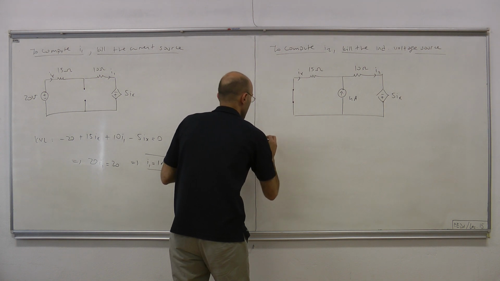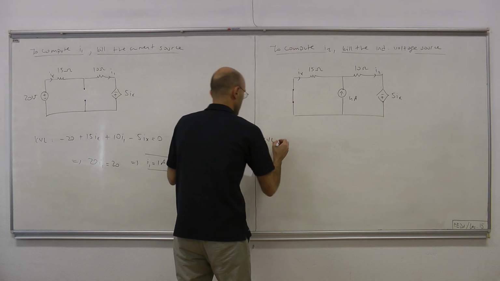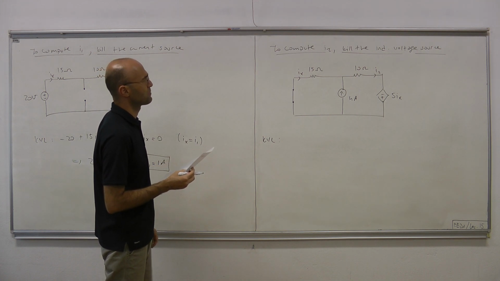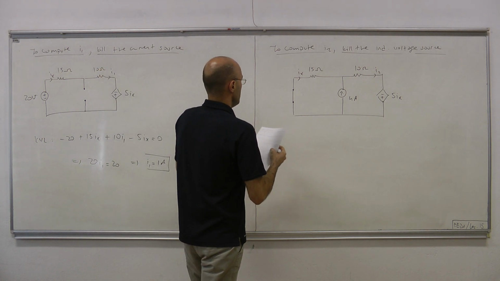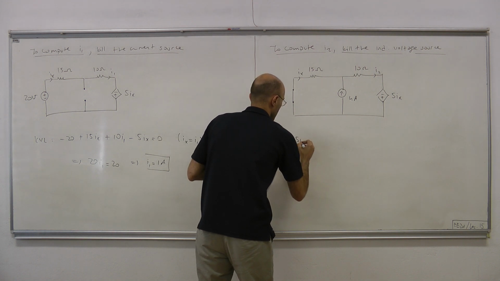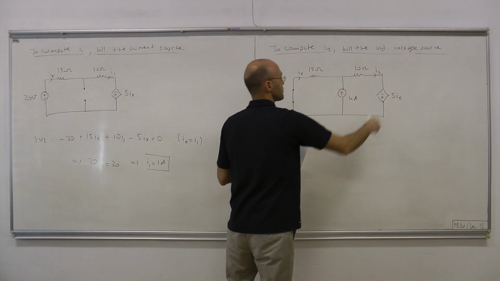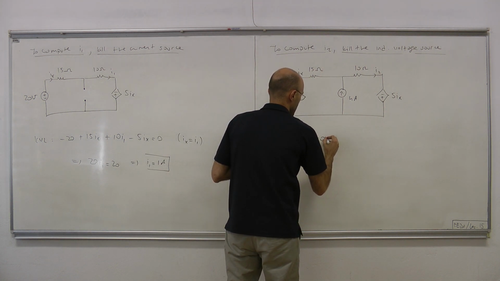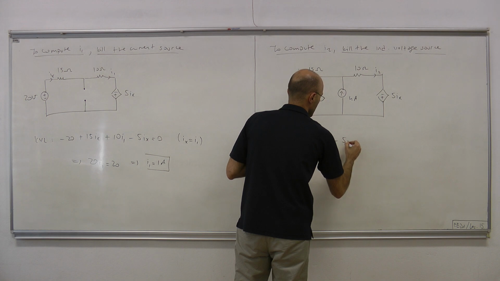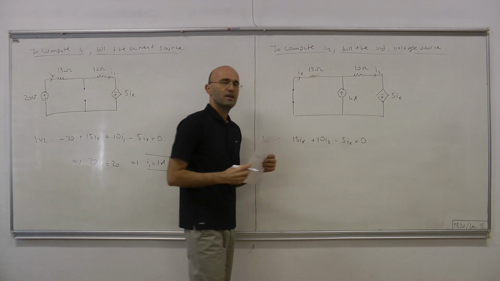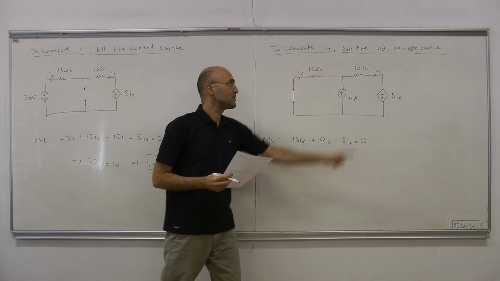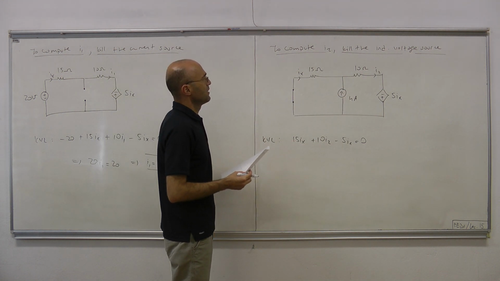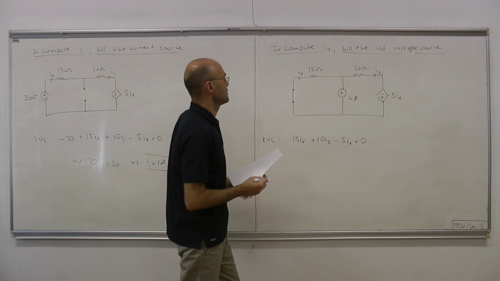Okay, so KVL. Again, you write KVL at the outer mesh. Now what we have is this voltage plus that voltage equals 0. Here we have 15ix plus 10i2 minus 5ix equals 0. This time ix and the output current are not the same, but their relation is very easy to see.